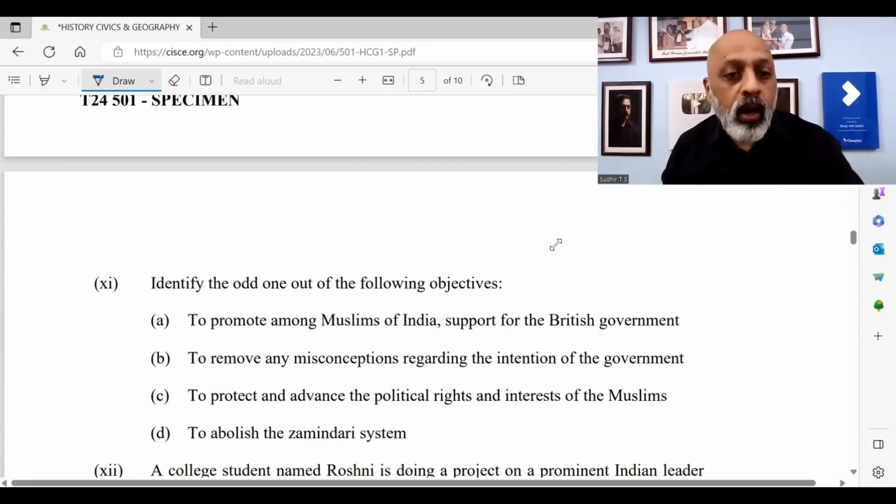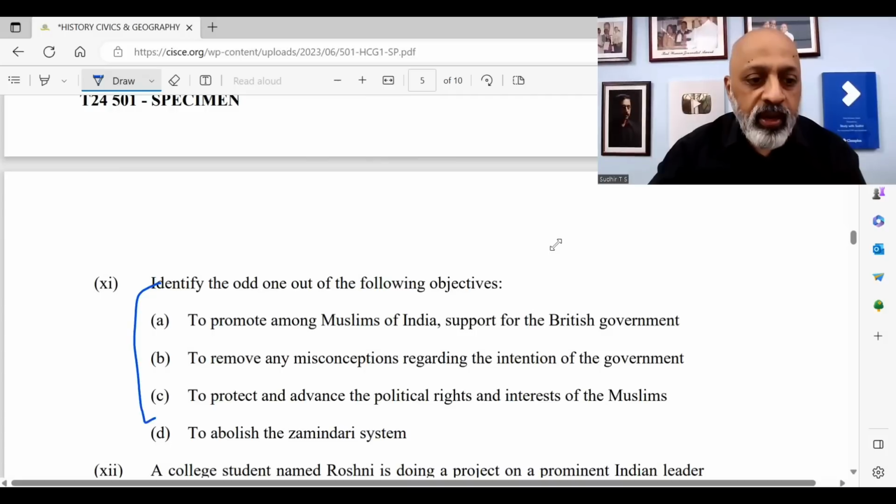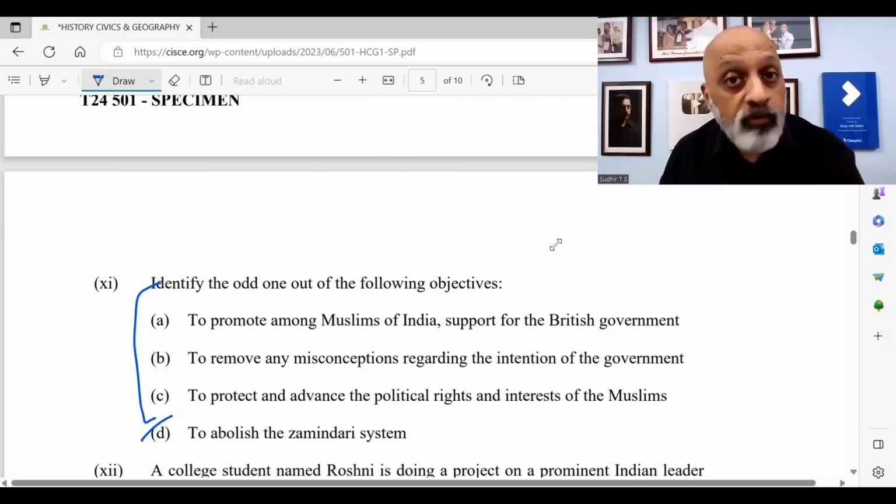Identify the odd one out of the following objectives. ये तीनों objectives Muslim League के हैं. This is the Forward Bloc से associated. So that is the odd one out.